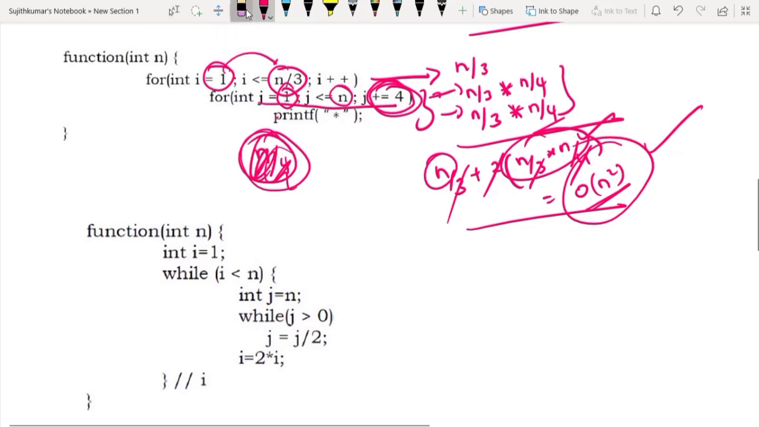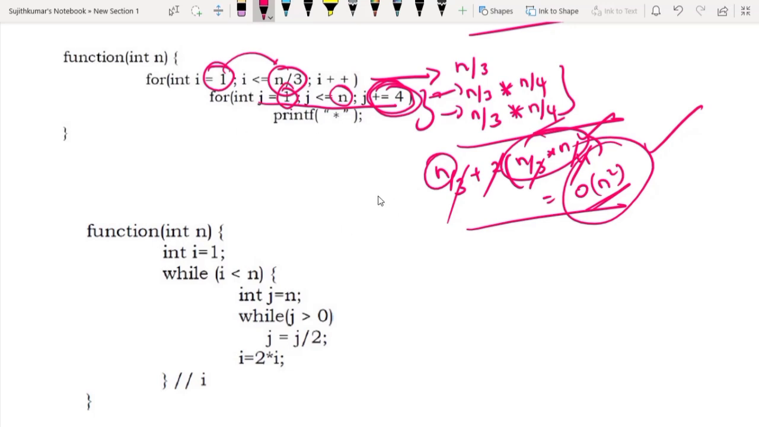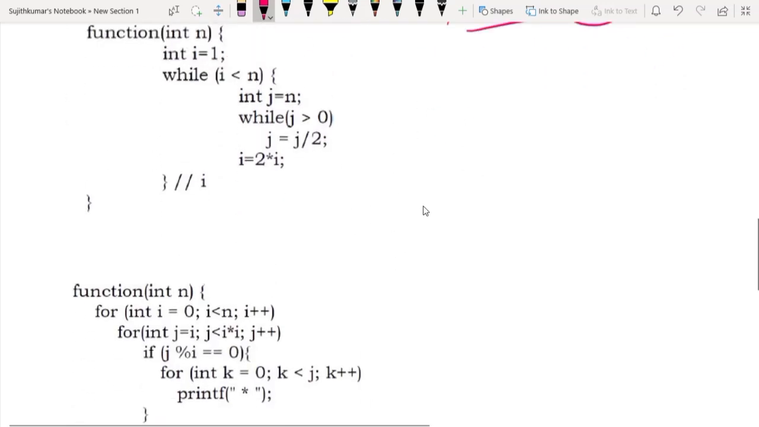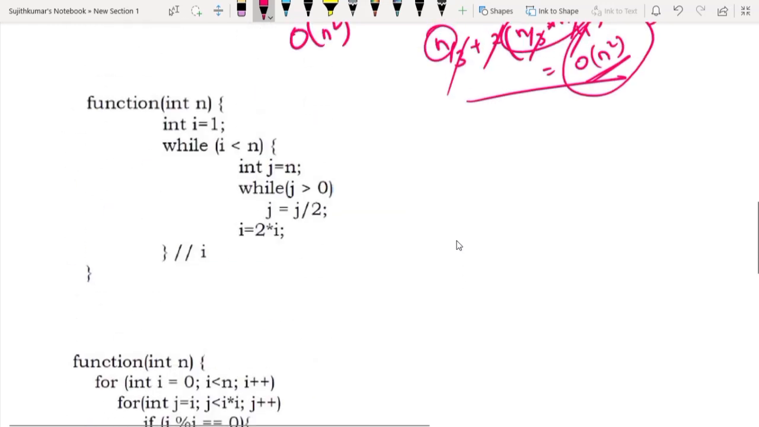Just a minute, sorry. Yeah, so big O of n square for this question, right? Super. So I think I have one more question. I have two more questions, three more, sorry. Okay.